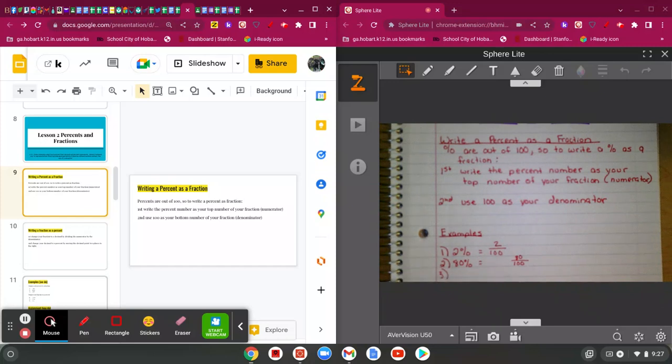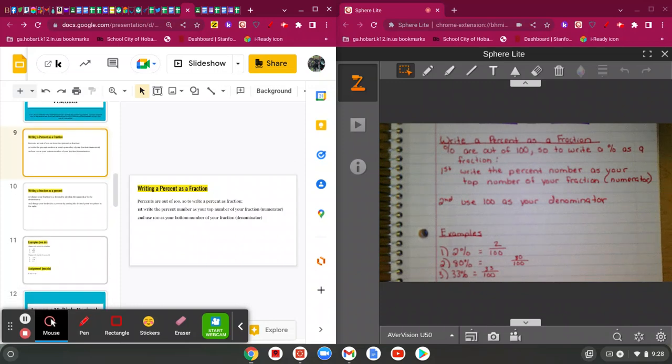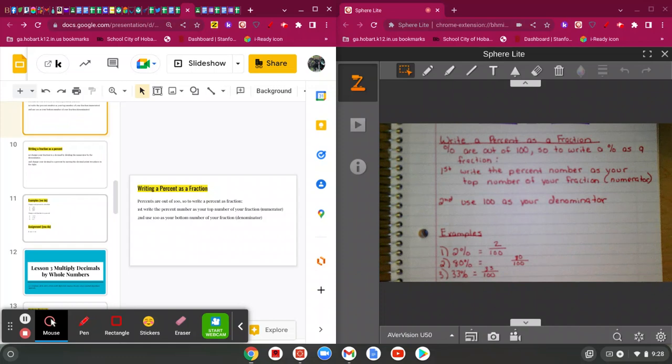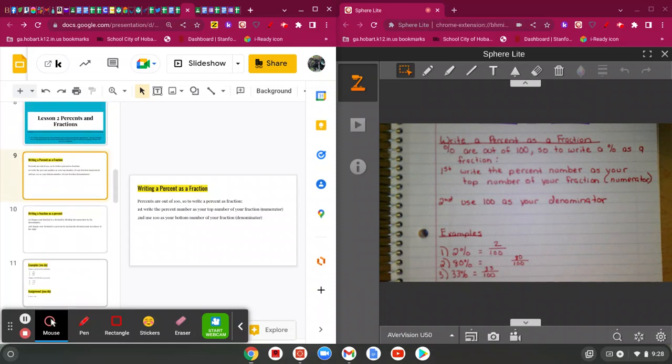Another example, if I wanted to write 33% as a fraction, my percent number is my numerator, so 33. My denominator is 100 because percents are out of 100. Okay, so writing a percent as a fraction is actually pretty simple because all you're doing is taking the percent number, that becomes your numerator. Denominator is always 100 because percents are out of 100.